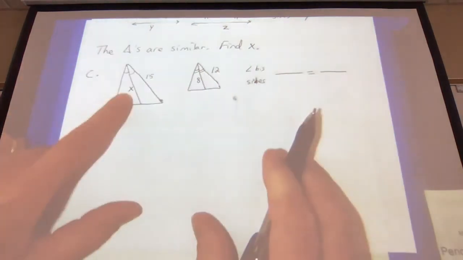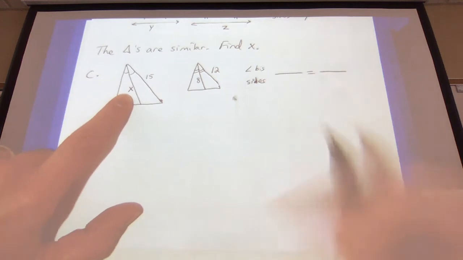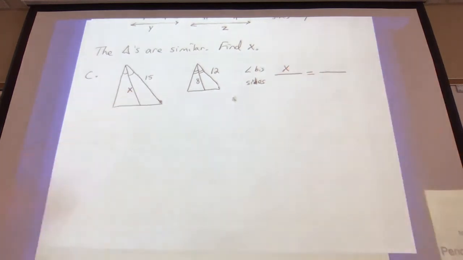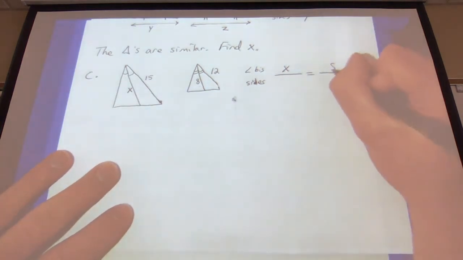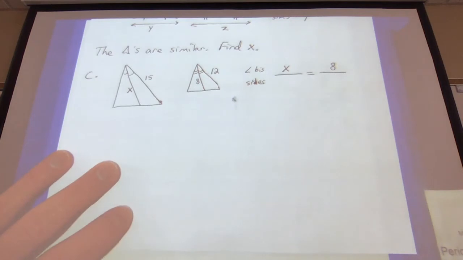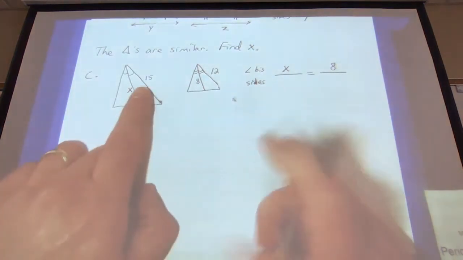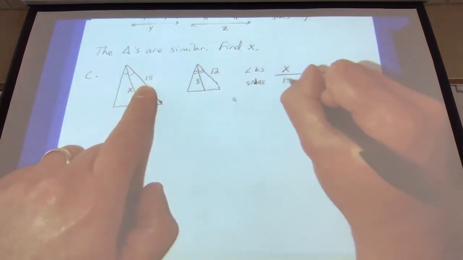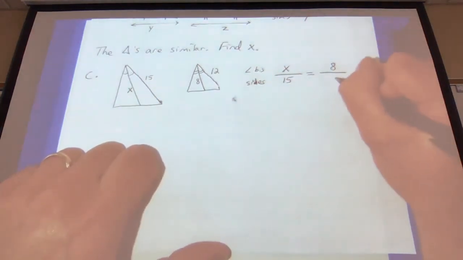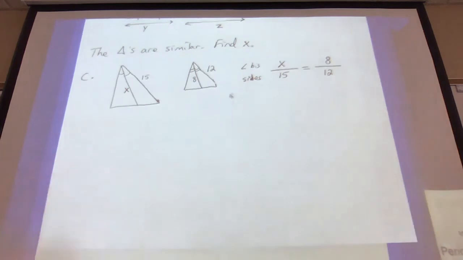Here's how it goes. X is your angle bisector on the left-hand triangle. I'm going to put it on the top left. 8 is your angle bisector on the right-hand triangle, so I'm going to put it on the top right. Your corresponding sides are the 15 and the 12. 15 from the left-hand triangle, keep it on the left. 12 from the right-hand triangle, I'll keep it on the right.